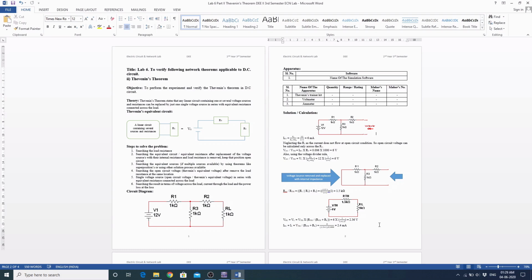voltage sources and resistance can be replaced by just one single voltage source in series with equivalent resistance connected across the load. So if this linear circuit contains several voltage sources and resistance along with the load resistance in parallel, then this can be replaced. This can be shown by this circuit where Vs is the voltage source, Rs is the equivalent resistance of the circuit, and RL is the load resistance connected with these.